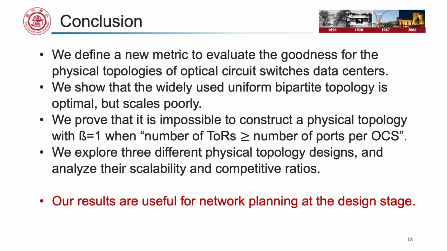To conclude, we define a new metric to evaluate the goodness of physical topologies for optical circuit switch data centers. We show that the widely used uniform bipartite topology is optimal, but scales poorly. We prove that it is impossible to construct a physical topology with beta equal to 1 when the number of TORs is greater or equal to the number of ports per OCS. We explore three different physical topology designs and analyze their scalabilities and compatibility ratios. Our results are useful for network planning at the design stage.